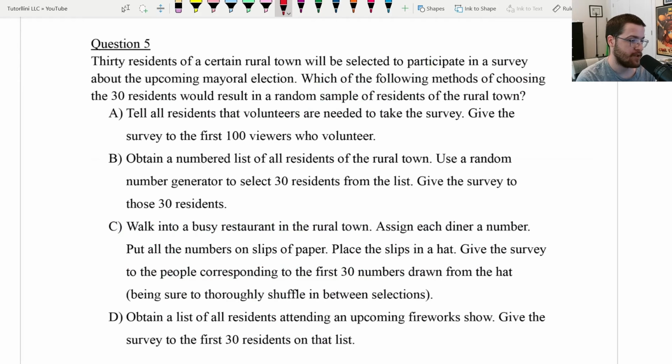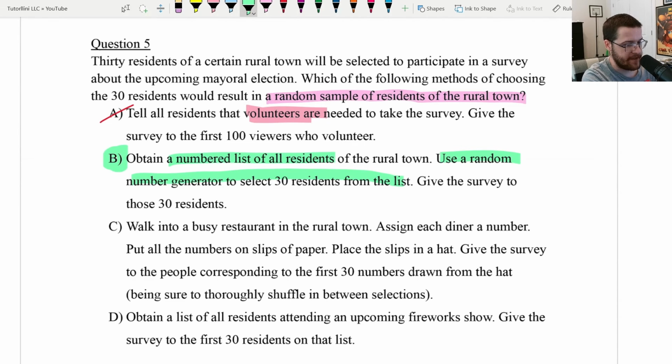Okay, question 5. This is just asking us about how to get a sufficient random sample of residents of the rural town. Tell all residents that volunteers are needed. I don't even need to read the rest of it. That's wrong. Obtain a numbered list of all residents. Okay, that sounds good. And then it says use a random number generator to select 30 residents from that list. That sounds good. I think the answer is B.